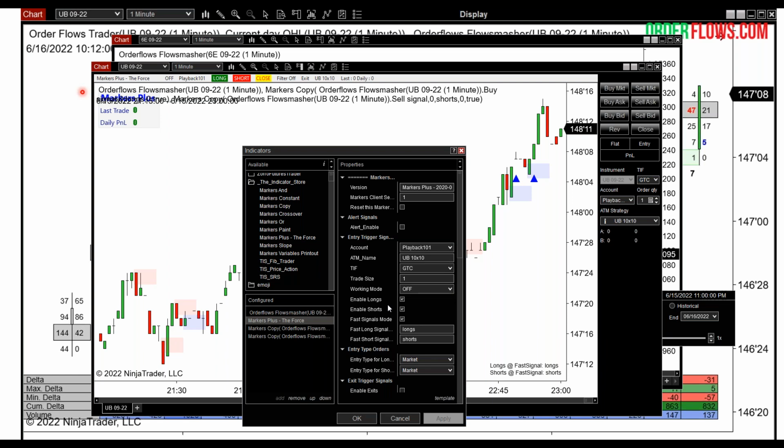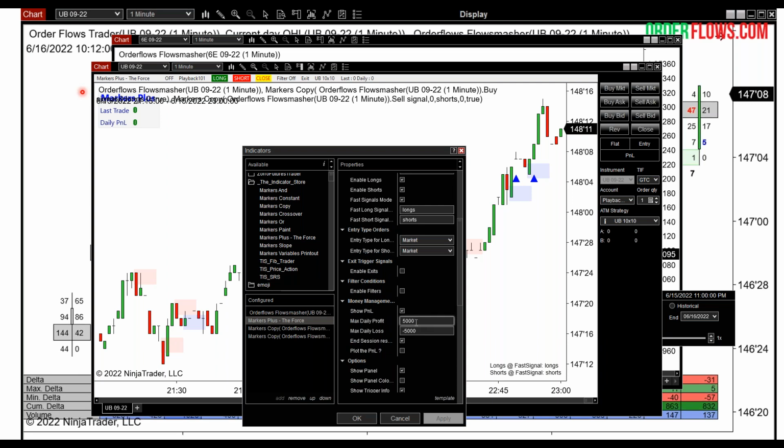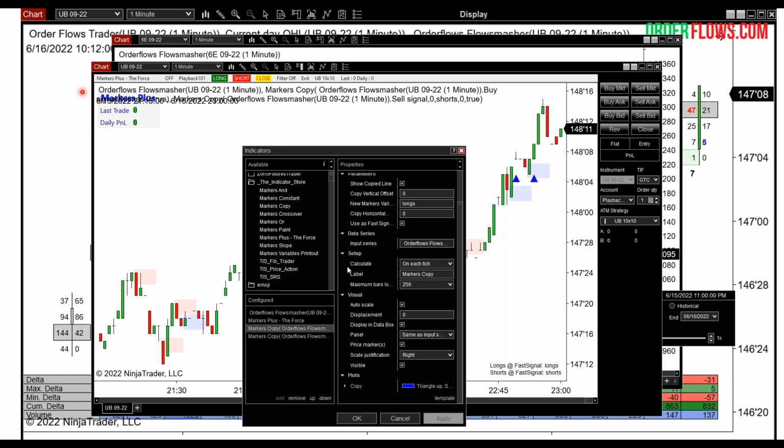I use fast signals mode, right? So enable longs, enable shorts, change the fast signal name from long and short. And again, depending on your account size, you could adjust the max daily profit, max daily loss. And then also add in markers copy, again, one for the buys, one for the sells. And you just change the variable name to longs, right? Because you already told it to look for longs. You got to enable fast signal mode.